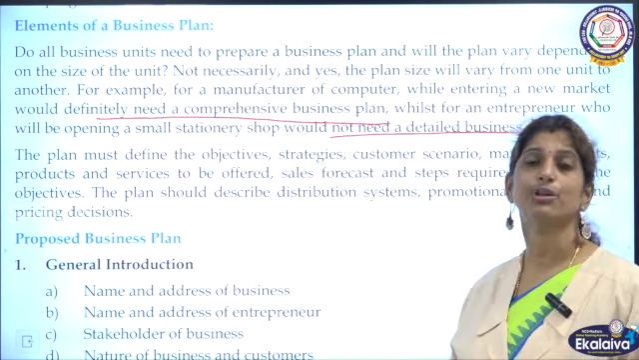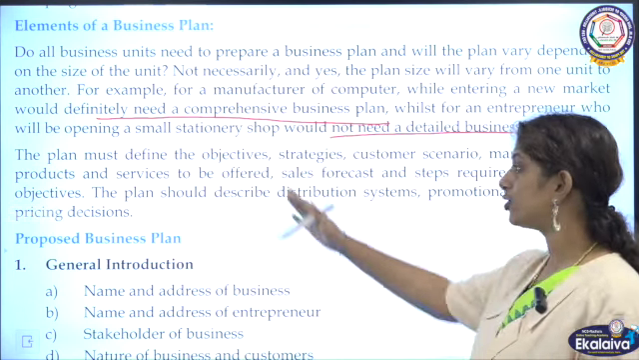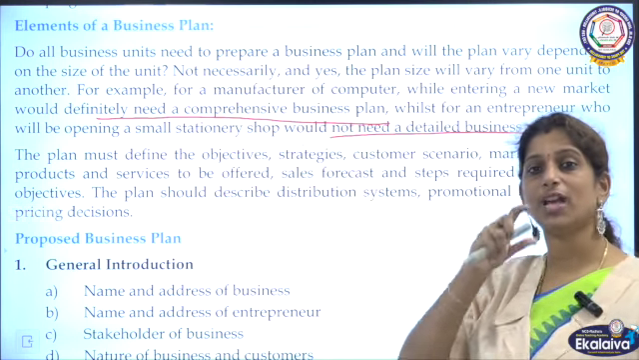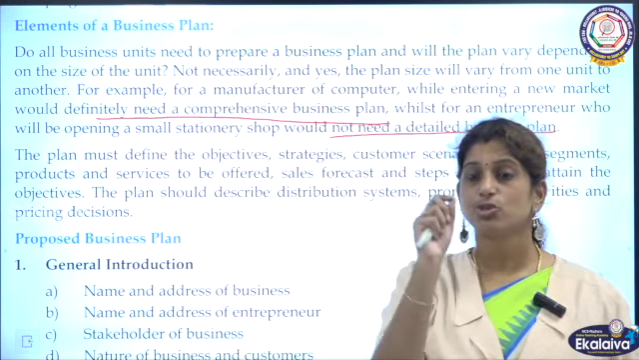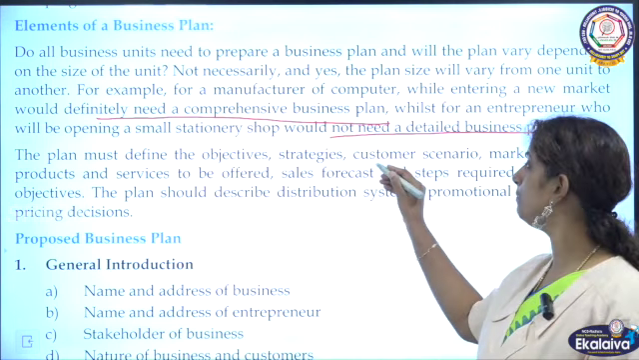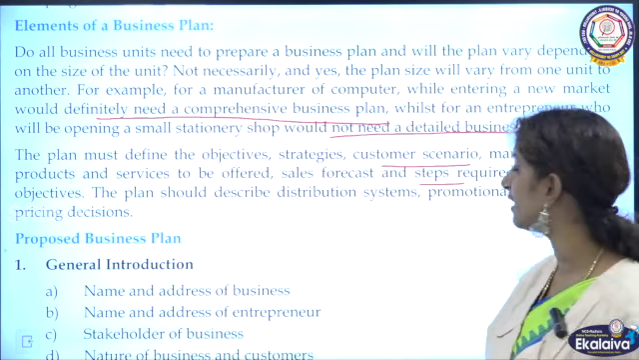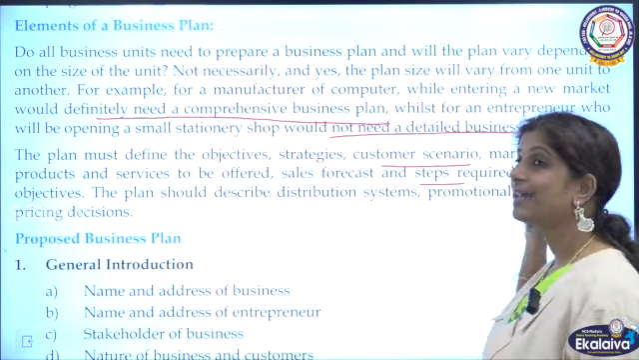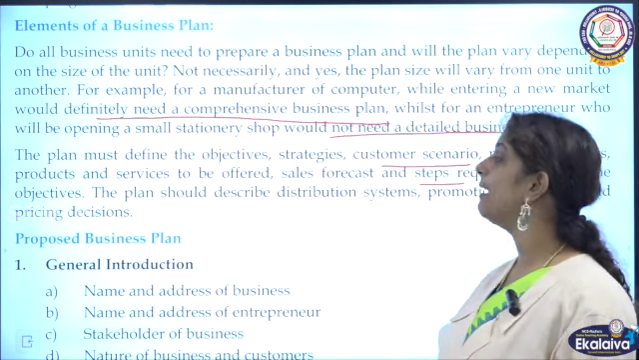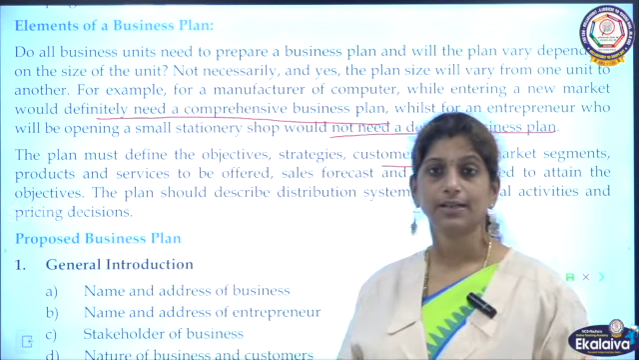So the plan should have all these in its contents, right? So it should have the objectives of the business and the strategies which we are going to adopt to achieve the objectives of the business, the customer scenario, what could be the demand for the product, how far the customer will be ready to buy the product, all that, and the market segments, how the market is being classified for this particular product, and then the products and services to be offered by the business, right?